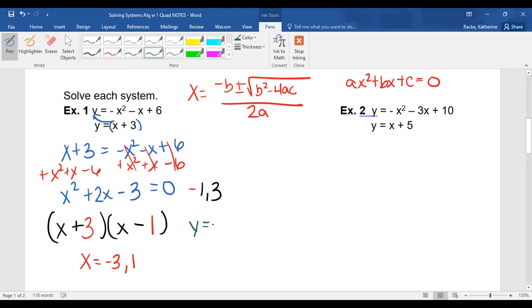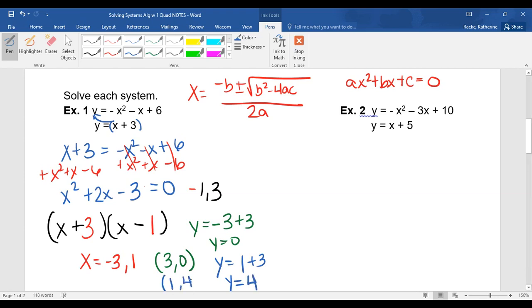So if I plugged in negative 3 plus 3, I get y equals 0. So when x equals negative 3, my point is negative 3, 0. Now if I plugged in 1, I get 4. So my other point would be 1, 4. So those are my two answers to this problem.